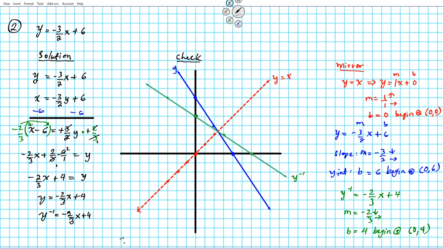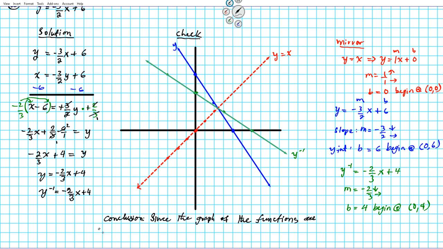All right, so let's write our conclusion. Since the graphs of the functions are mirror images over y equals x, they are inverses. And our solution is in fact correct.